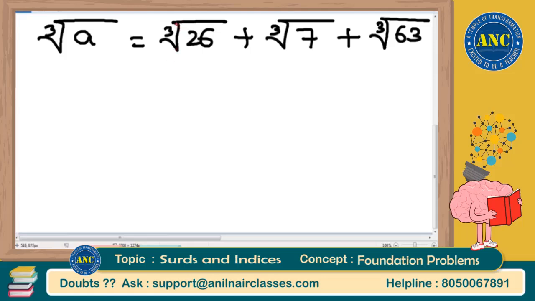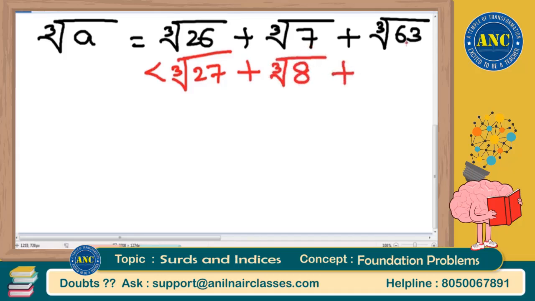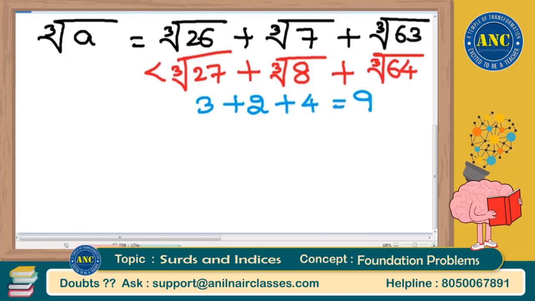Can I say that cube root of 26 is less than cube root of 27, right? Cube root of 7 is also less than cube root of 8. Cube root of 63 is also less than cube root of 64. That means cube root of 27 is nothing but 3, cube root of 8 is nothing but 2, cube root of 64 is nothing but 4. Its total value is 9.